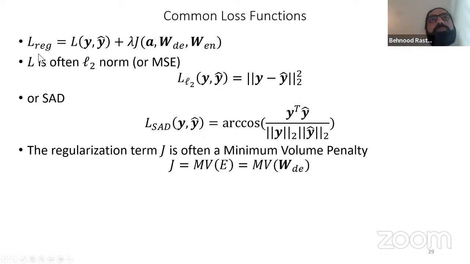As we already discussed, we usually have a loss function in this form, and basically a reconstruction term, which is usually either the L2 norm, RMSE, or spectral angle distance, which is given with this formula. The advantage of spectral angle distance is that it is scale invariant. It captures the spectral variability that we already discussed.